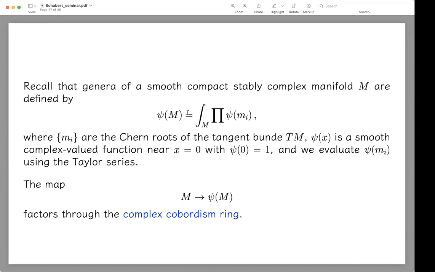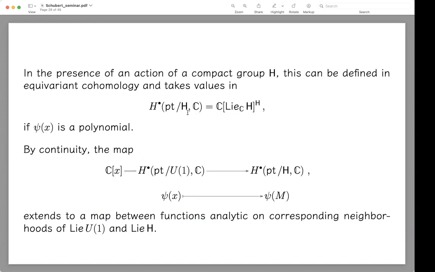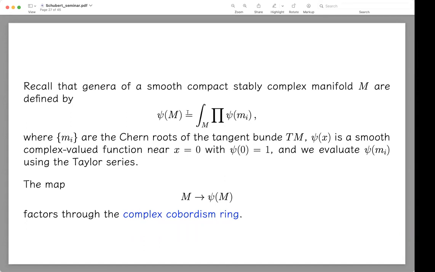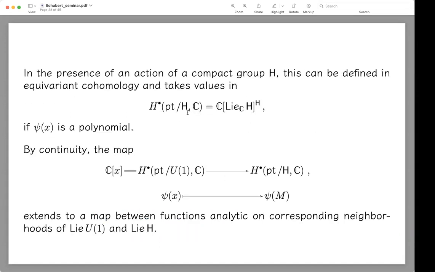I imagine this must be pretty familiar to people in the seminar. And if I have a compact group action, I can define a K-theory cohomology, and that will take part in this. Integration is push forward to a point. So in K-theory cohomology, this will take values in the K-theory cohomology of a point, so in H-invariant functions on the Lie algebra. And you can observe, by continuity or in many other ways, that of course if you start with a polynomial, you get a polynomial.